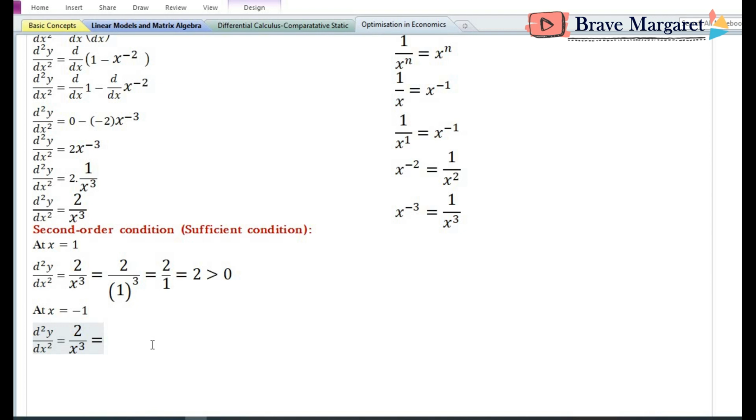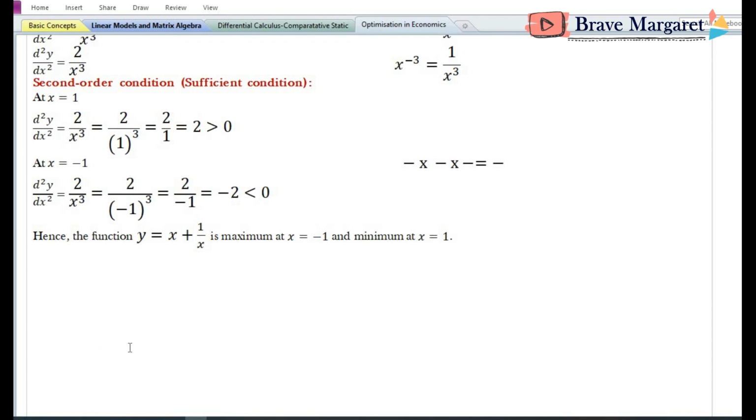Let us now evaluate the second derivative at x equals minus 1. In place of x, we shall substitute minus 1. Minus 1 raised to the power 3 equals minus 1. Minus 2 divided by 1 equals minus 2, which is less than 0. So the second derivative is negative at x equals minus 1. Hence the function y equals x plus 1 by x is maximum at x equals minus 1 and minimum at x equals 1. Let us now find the maxima and minima values of the function.